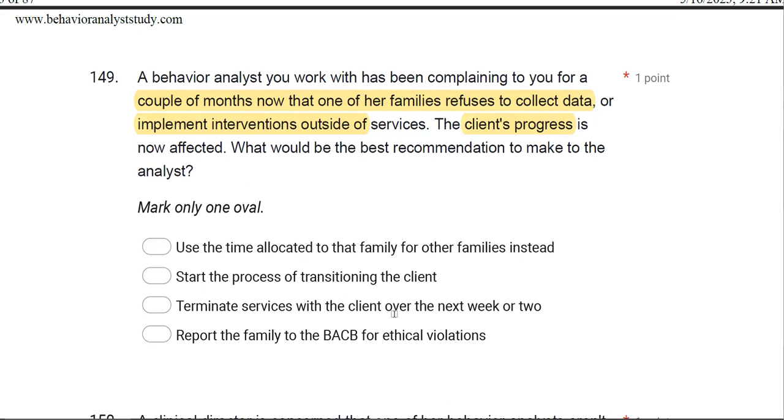C, terminate services with the client over the next week or two. Way too short of notice, right? 30 days, okay? Minimum, really. And then D, report the family to the BACB for ethical violations. Once again, I'll say it over and over. The only people who need to adhere to BACB codes are analysts and technicians and people certified by the board. Okay, that's an important thing to remember.